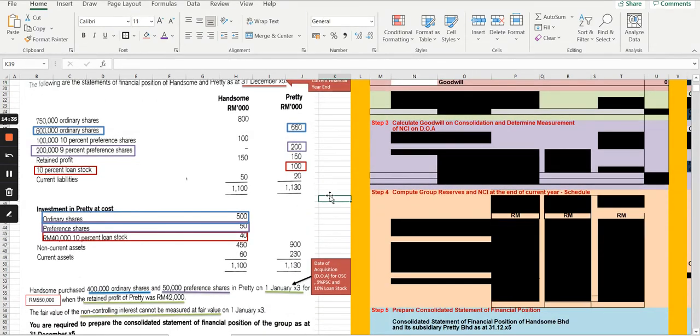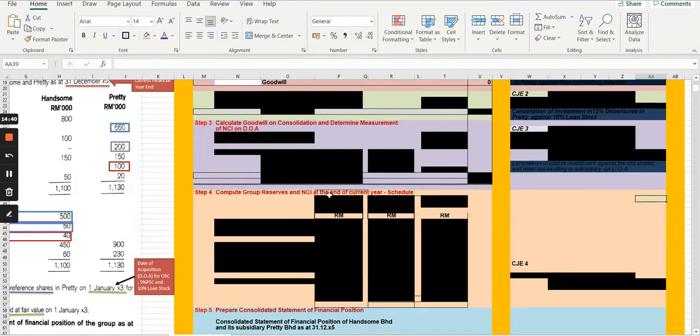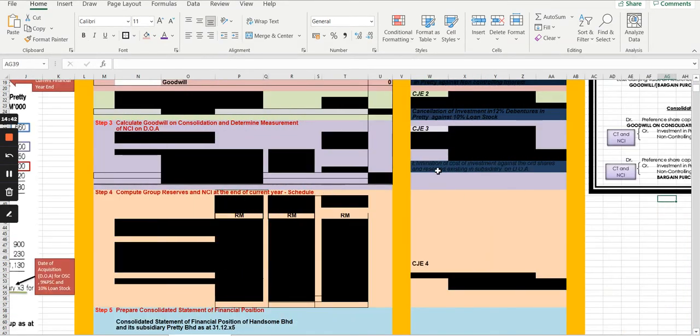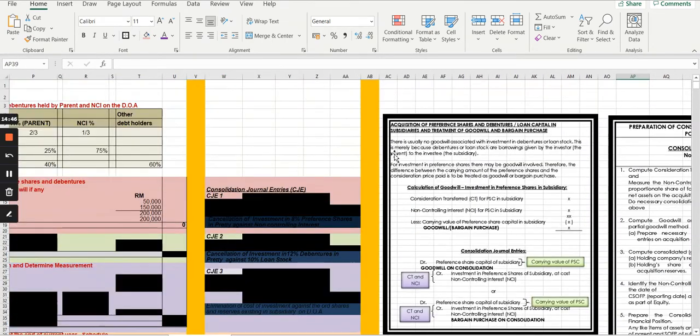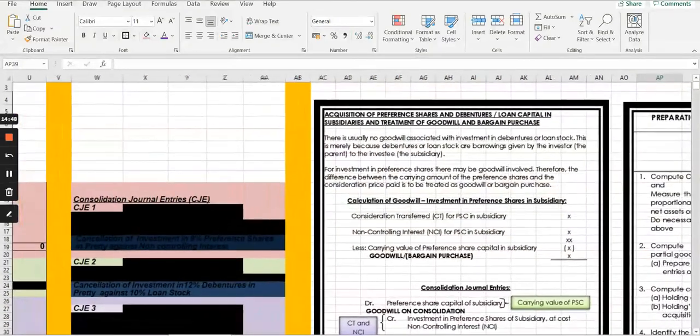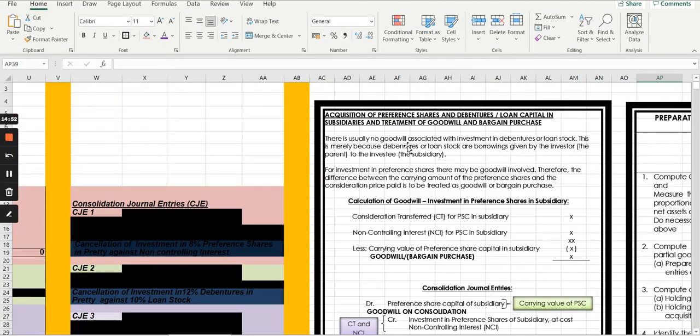Let me give you some more explanation here. I put some information here regarding the acquisition of preference shares. If you can check here, these are some notes that I provide for you. There is usually no goodwill associated with the investment in debenture or loan stock. For goodwill, normally none, because of the debenture borrowings. For investment in preference shares, there may be goodwill involved.